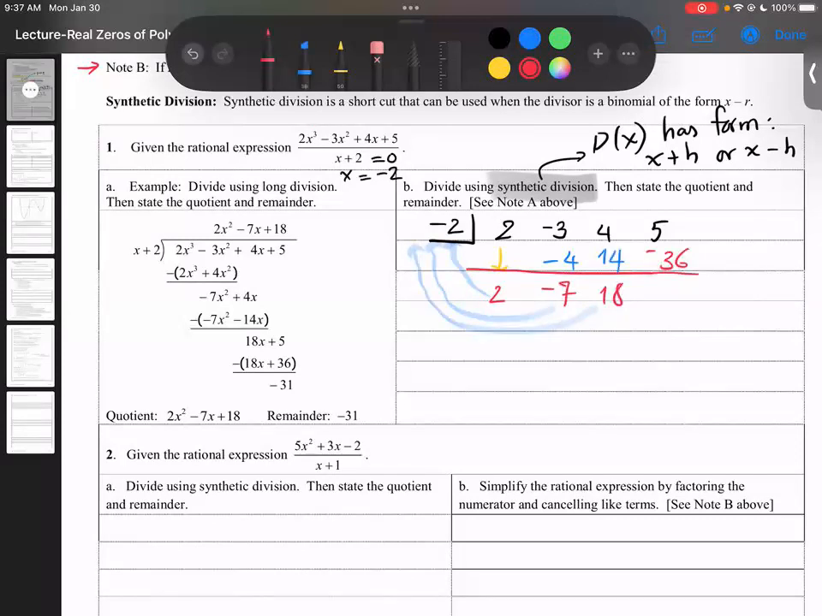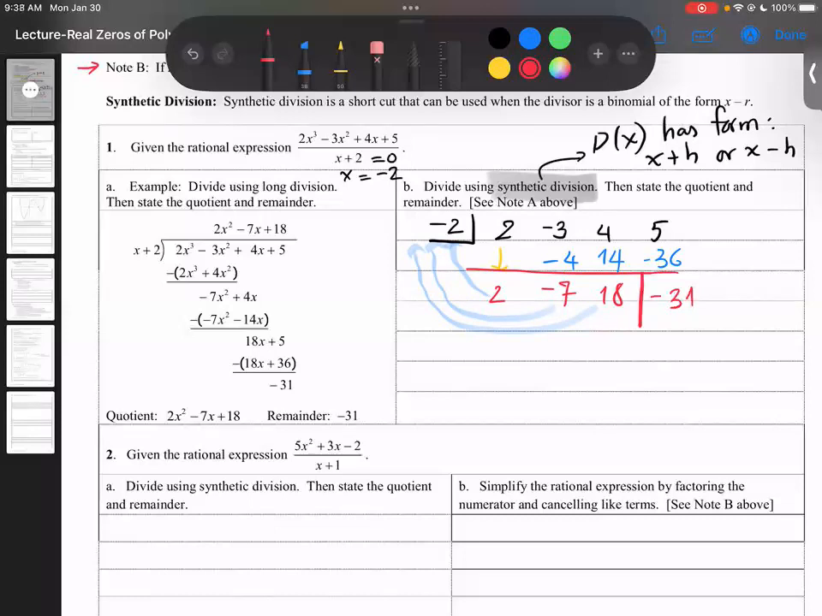Add down what you got. You got negative 31. Did I make any mistake here? Negative 2 times negative 2 is negative 4. So negative 7, positive 14, 18. I think I'm okay here.